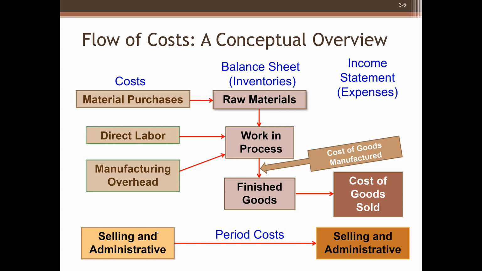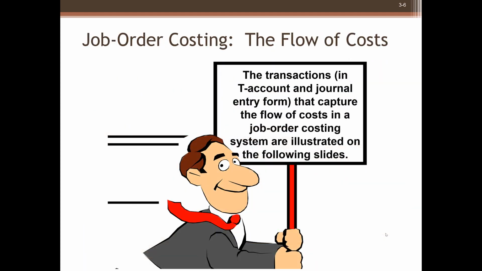For non-manufacturing costs, selling and administrative costs, they are period costs, and they should be recognized as expenses immediately. Let's take a look at the transactions in T-account and journal entry form, which capture the flow of costs in the job order costing system.